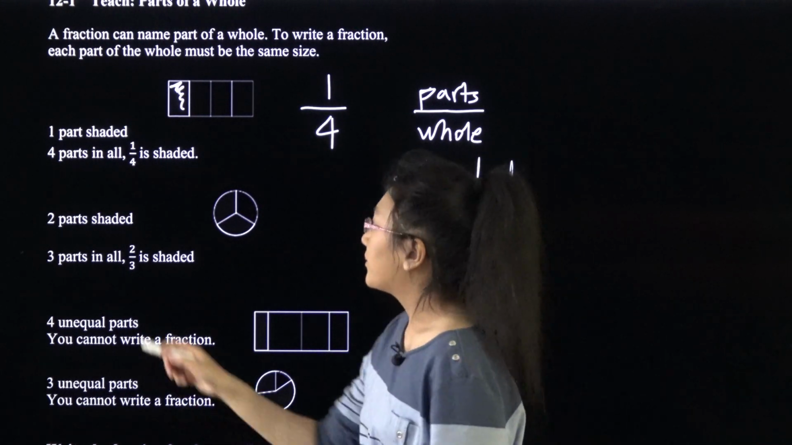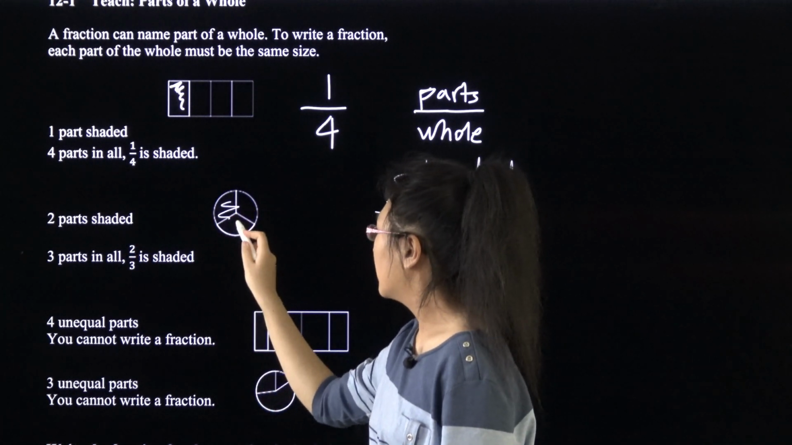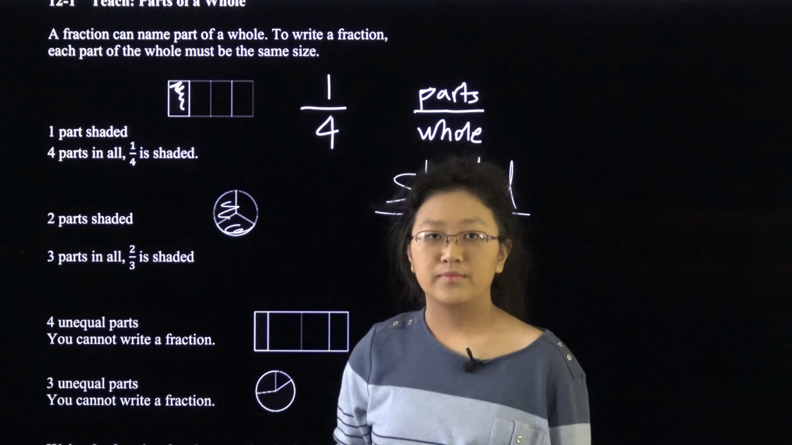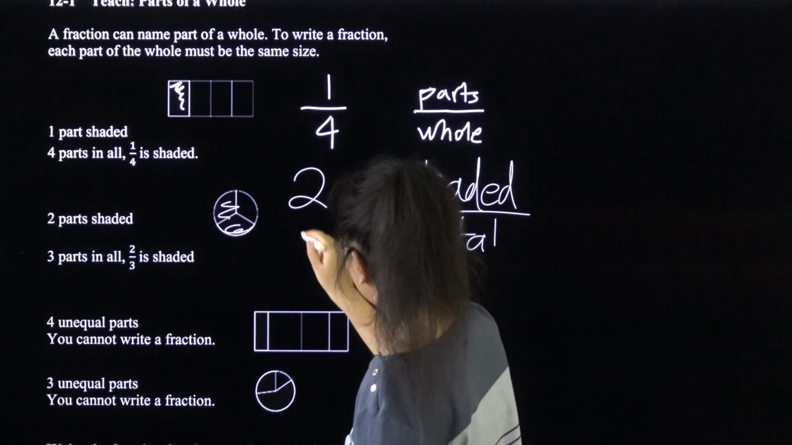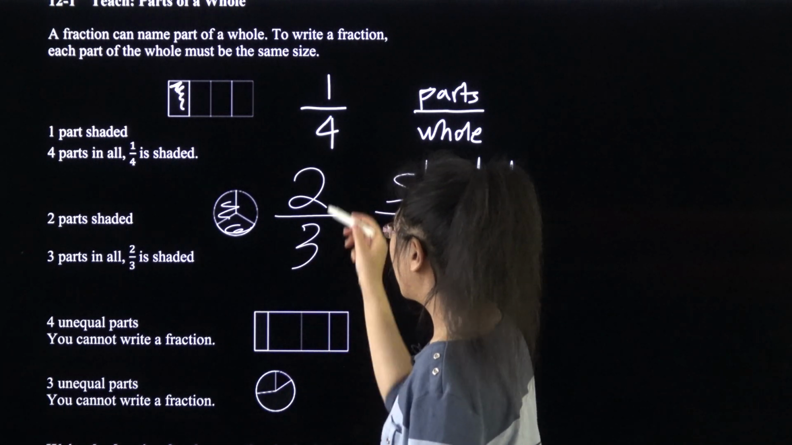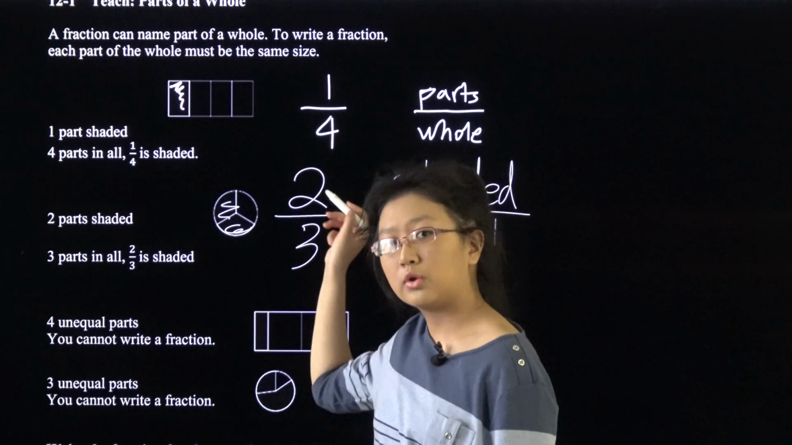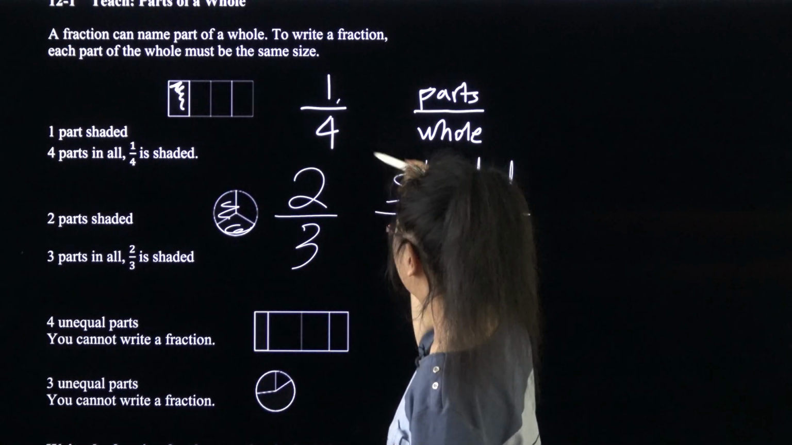Now, what about for this question? Well, there's 2 parts that are shaded and 3 parts in total. So then that would be shaded over total. So when we read this, it would be 2 over 3 or 2/3. This one would be 1 over 4 or 1/4.